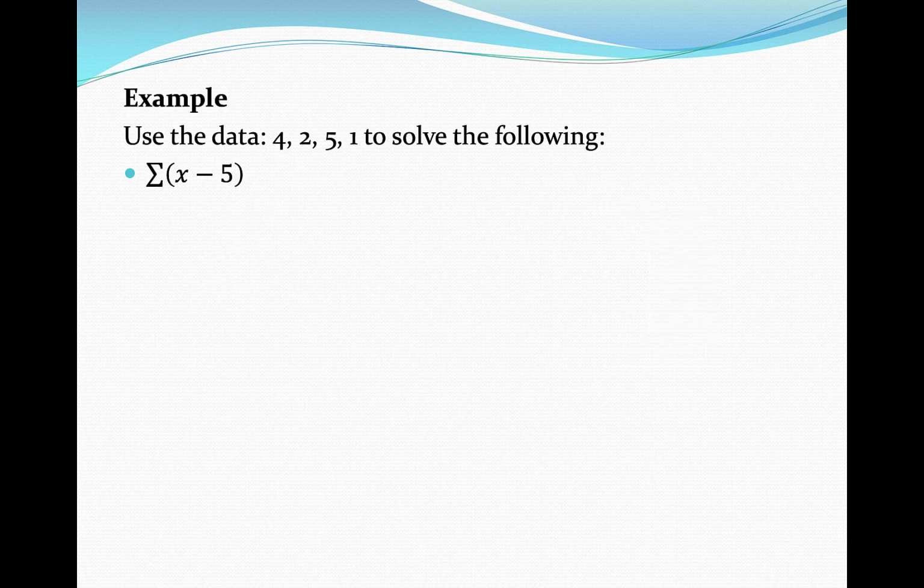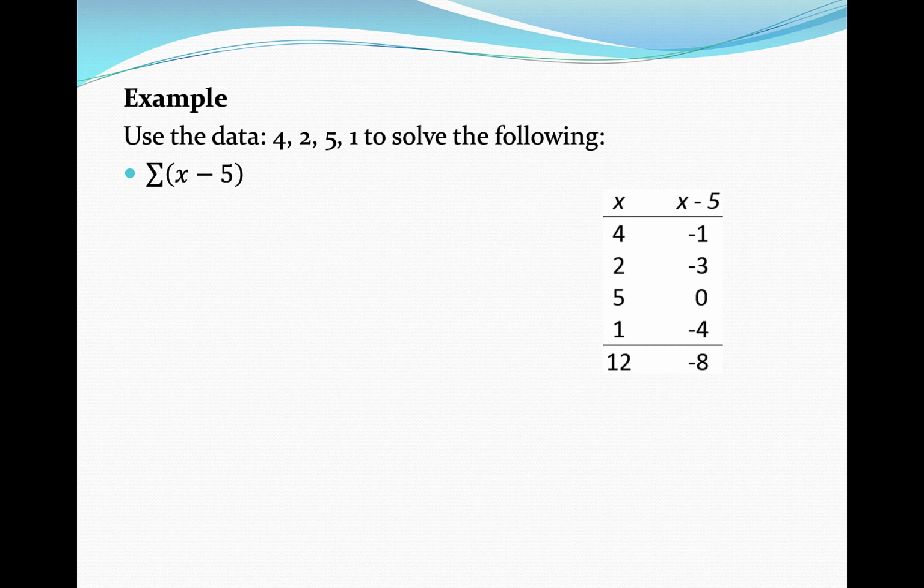Suppose I want to take the sum of x minus 5. So we'll start by creating a table, same thing. You create a column that is your x values, but we also need a column that is my x minus 5 values. So all you have to do to get the x minus 5 column is you just take each x value, you subtract 5. So you take 4 minus 5, you get negative 1. 2 minus 5, you get negative 3, and so on. That gives you your list of x minus 5 values. Now we know that the sum of x minus 5 is negative 8.